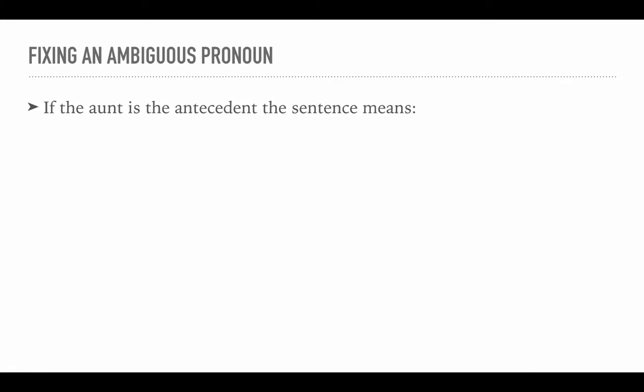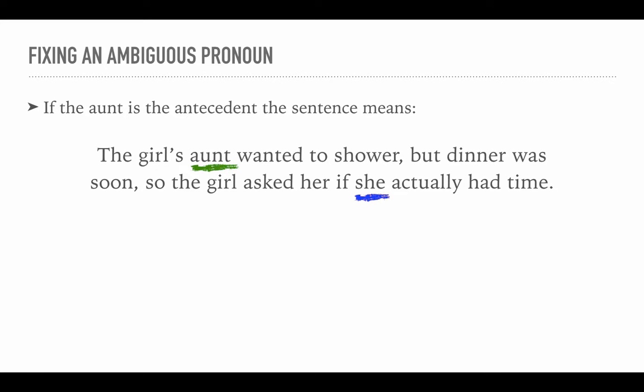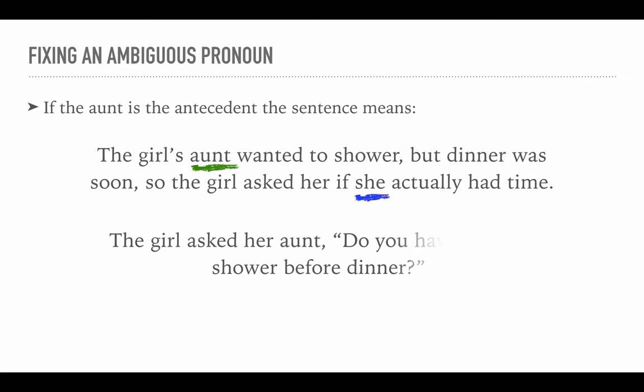Now, let's look at it the other way. If the aunt is the antecedent, then what the sentence means is, the girl's aunt wanted to shower, but dinner was soon, so the girl asked her if she actually had time. Now that is even wordier, so again, dialogue would make it clearer. The girl asked her aunt, "Do you have time to shower before dinner?"